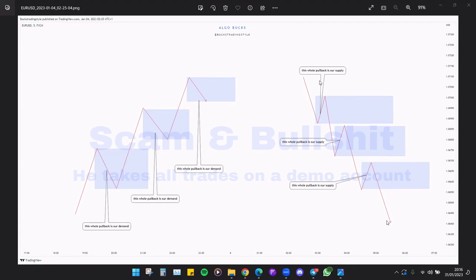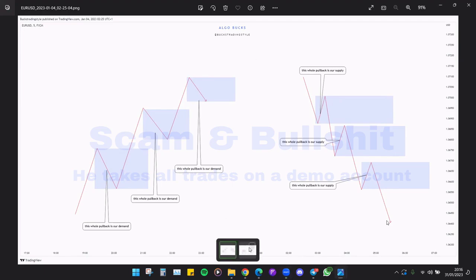You know this whole order flow right here is a bearish order flow. This whole one is a bullish order flow. So when we're in a bullish order flow, the whole pullback, the retrace, is a demand zone. When you are in a bearish order flow, the whole pullback is supply.